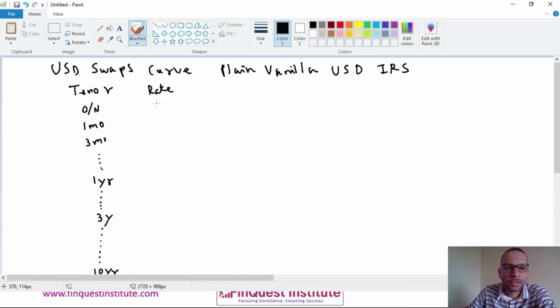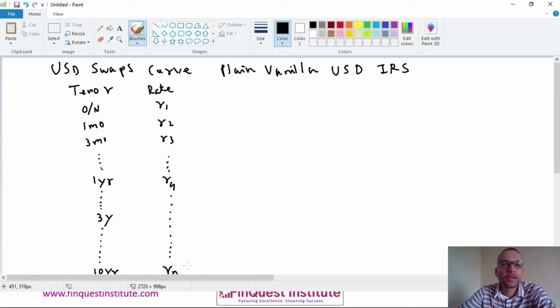Likewise, you'll have certain rates which we call, say, R1, R2, R3, R4 and Rn hypothetically. So whenever you look at a swaps curve which is quoted in the market, it looks somewhat like this. You'll have a tenor in the first column and you'll have the corresponding rates in the second column.